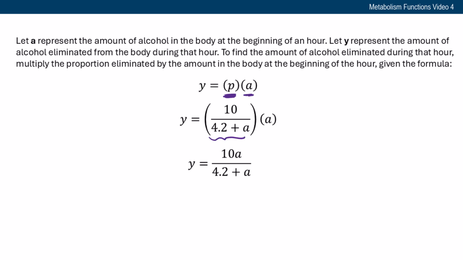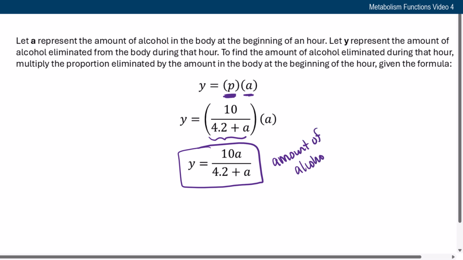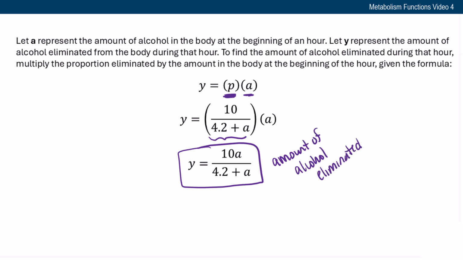This formula right here should look very familiar. It was the proportion formula we used in the previous video. And then we're going to take that formula, multiply it by A, which gives us this new formula. So this new formula gives us the amount of alcohol eliminated.